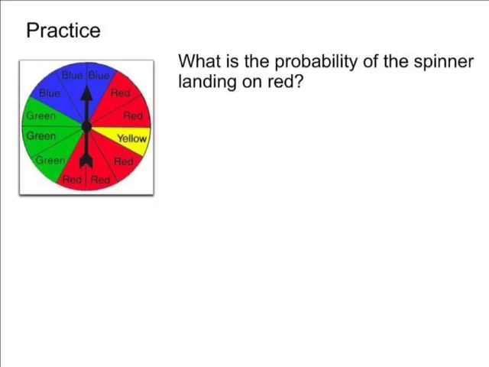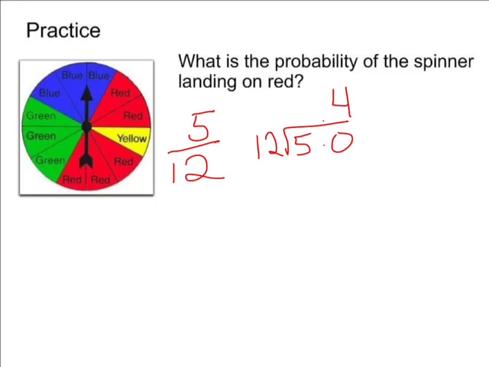And then we're asked specifically about red. So we're going to need to count the red. And it looks like there are 5 red sections out of the 12. So we're going to write that probability as a fraction. And that fraction is 5 out of 12. So there's a 5/12 probability. We're going to go ahead and turn that into a percentage. We start by turning it into a decimal by dividing 12 into 5. 12 goes into 50 4 times.